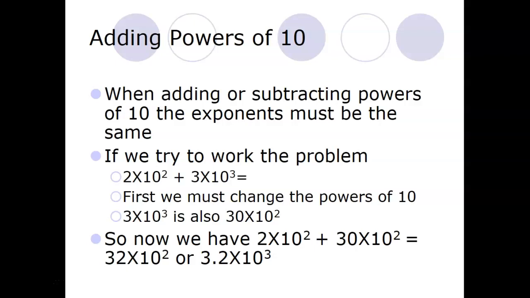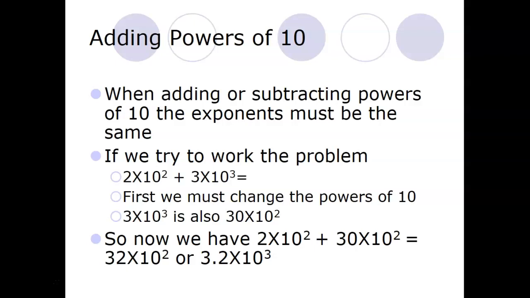Okay, so when adding or subtracting powers of 10, the exponents must be the same. So if we try and work the problem, 2 times 10 squared plus 3 times 10 cubed, we must change the powers of 10. And there's a couple of different ways to do this, guys. I understand that they have their way. I'm somebody that has my own way. And I'll show you why. And it goes back to that rule that I've been telling you for the last 5 minutes. It goes back to when in doubt, write it out.